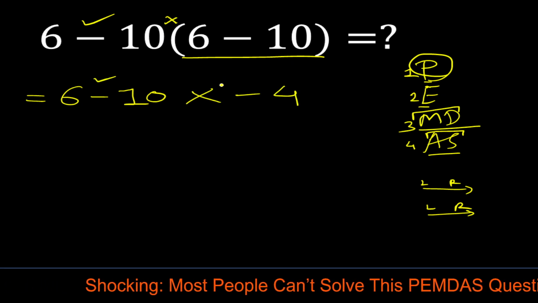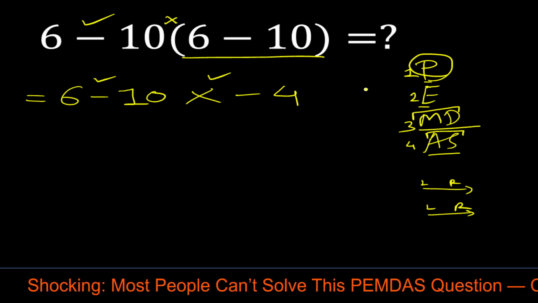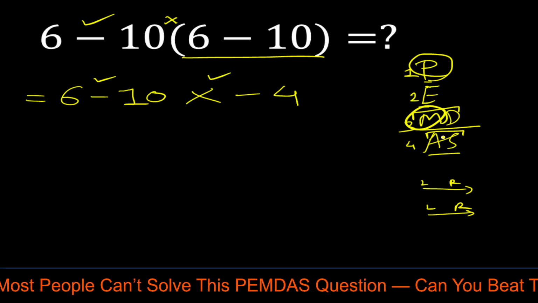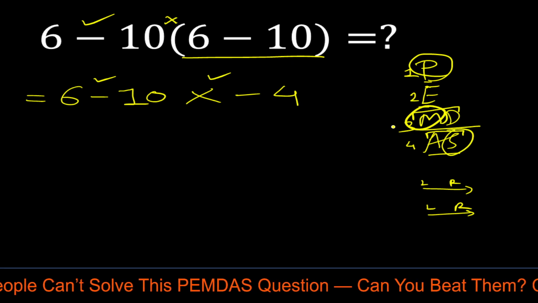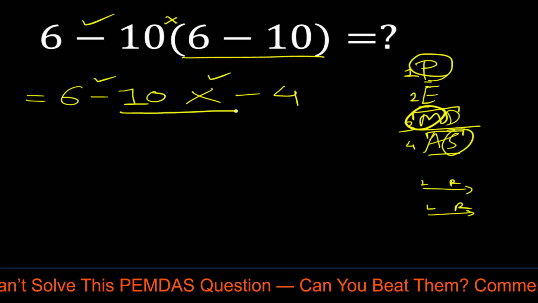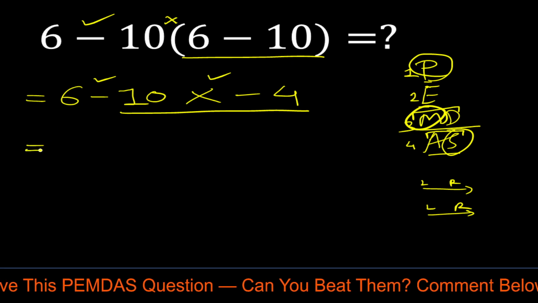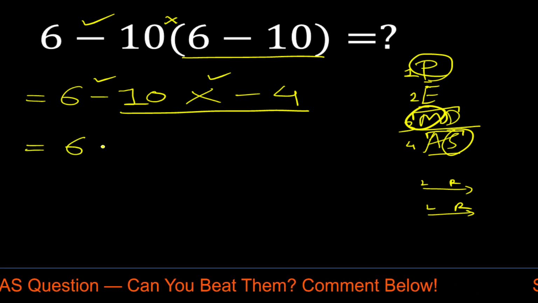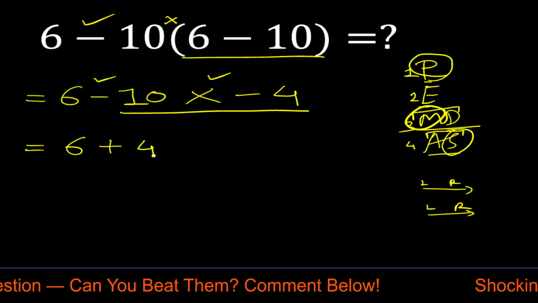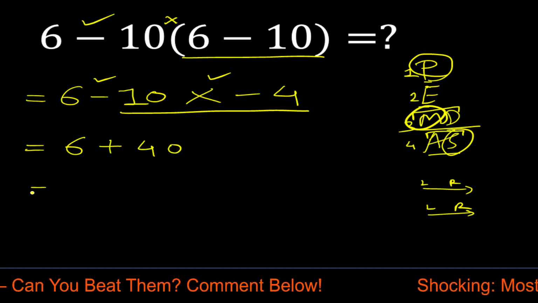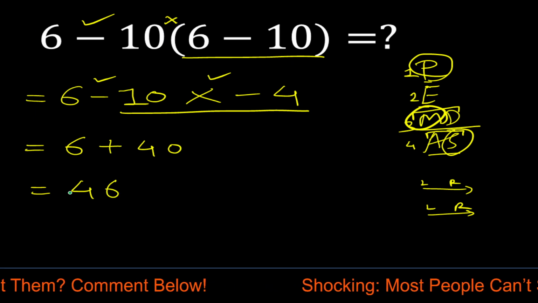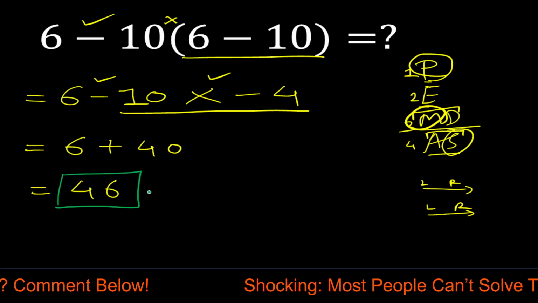Now here we have subtraction and here multiplication. So according to the PEMDAS rule, first we have to solve multiplication, then we have to solve subtraction, right? So first we have to solve this multiplication. So 6, now minus 10 times minus 4 is equal to plus 40, right? So 6 plus 40 is equal to 46. So the correct answer is 46.